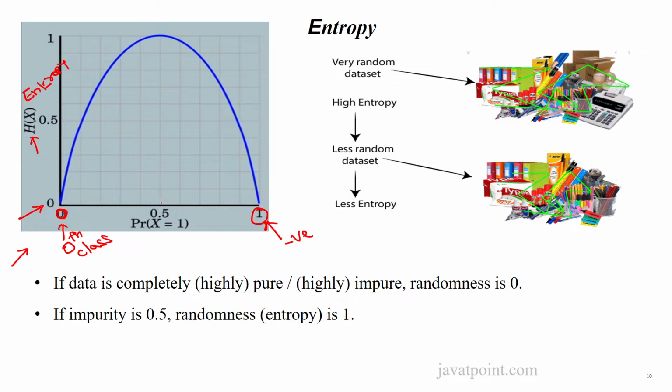Otherwise, if our data set is balanced, 50% of samples belonging to one class, 50% of samples belonging to another class, that means 50% is impure and 50% is pure. So in that case, our entropy is 1. So here we should consider the purity and impurity of the given data set.